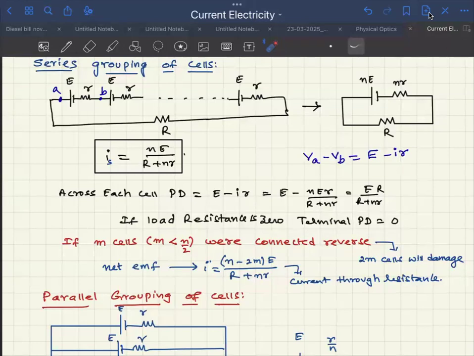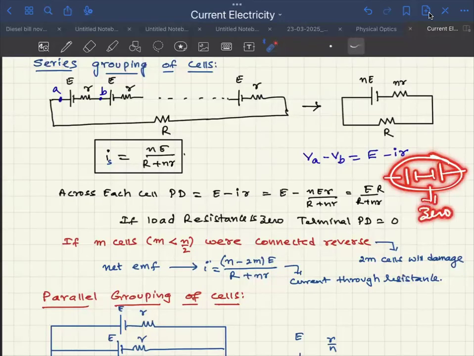Right now, if there are M which is smaller than half of the total number, then you are connecting M cells wrong, meaning reverse connection. What is the consequence of this? It will have effect only on one term, the EMF term. For every one wrong connection, 2 cells will be damaged. Why? Simple. Plus minus, minus plus, it is becoming 0. It has no contribution towards the EMF. For every one wrong connection, 2 cells get damaged.